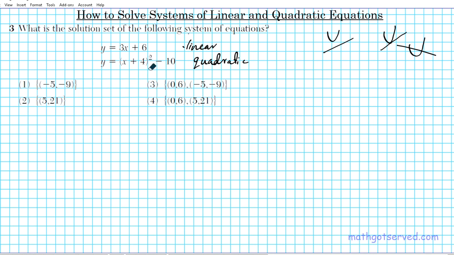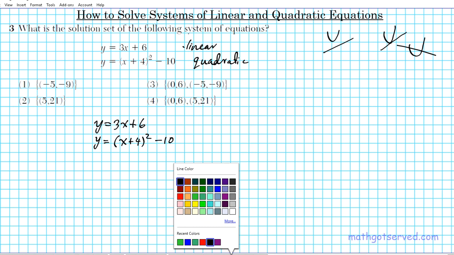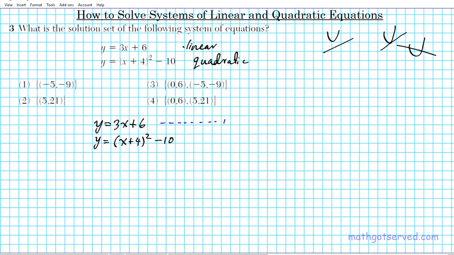This can be solved with a graphing calculator, or you can solve this algebraically. We're going to solve this algebraically, okay? So we have y equals 3x plus 6 and y equals quantity x plus 4 squared minus 10. Alright, so let's label our equations. Let's call the first one equation 1 and call this equation 2. Okay, trying to stay organized here.